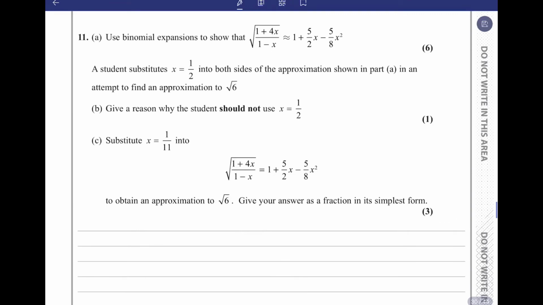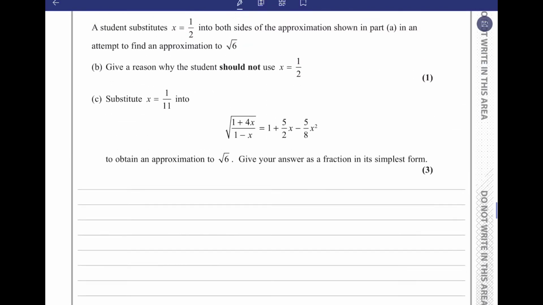Right, question 11. We've got some binomial expansions here. And we're asked to show that this complicated looking square root is approximately 1 plus 5 over 2x minus 5 over 8x squared. So it's 6 marks for this, so it's definitely something you need to know how to do.